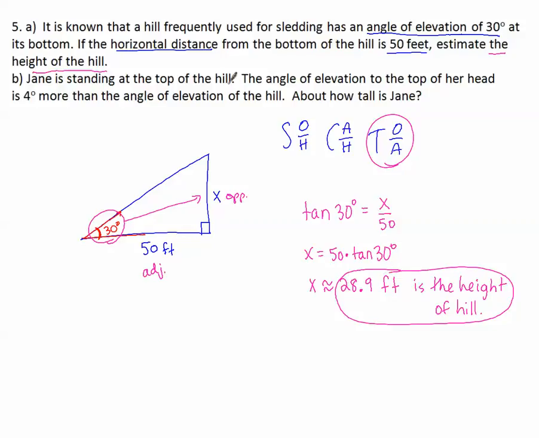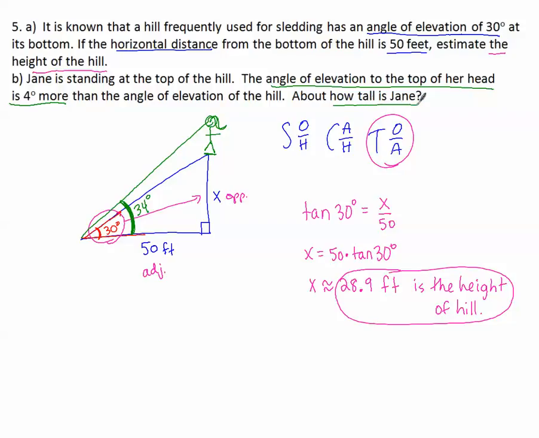Jane is standing at the top of the hill. Okay, so if this is the top of the hill, Jane might be like this. The angle of elevation to the top of her head is 4 degrees more than the angle of elevation of the hill. So if the angle of elevation of the hill was 30 degrees, and now we draw a line to the top of Jane's head, now this angle is 4 degrees more. So it was 30 degrees. What's 4 degrees more? That's right, 34 degrees. About how tall is Jane?